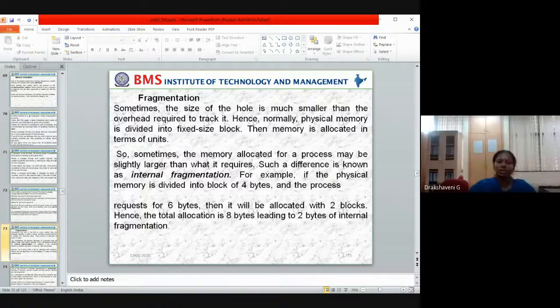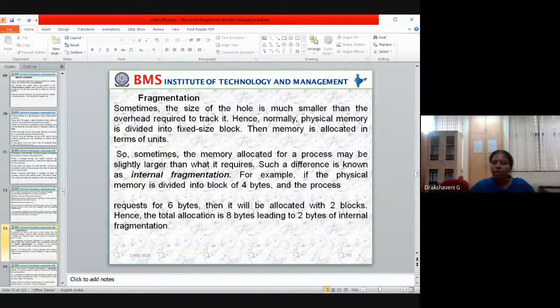Sometimes the size of the hole is much smaller than the overhead required to track it. Hence, normally physical memory is divided into fixed size blocks. What is physical memory? Physical memory means your hard disk. How is it divided? It is divided into fixed amounts. Your C drive is some GB, your D drive is some GB, your E drive is some GB, fixed, like 20, 20, 20. That is called fixed size blocks.